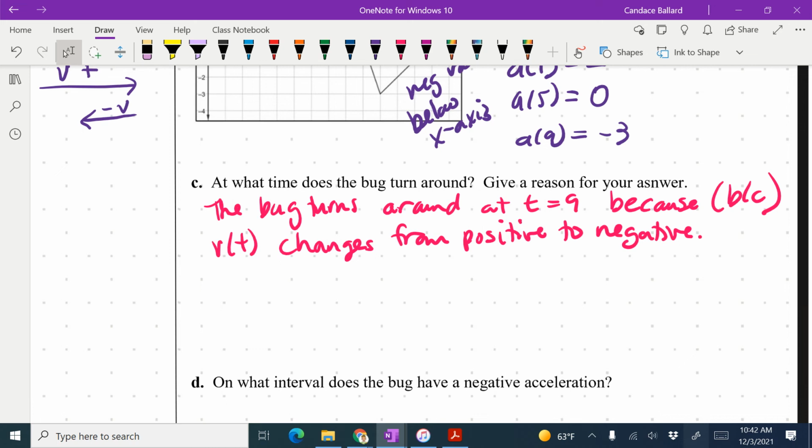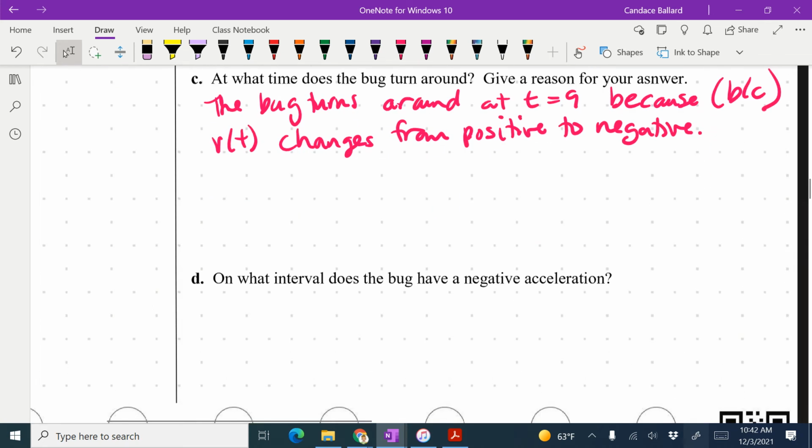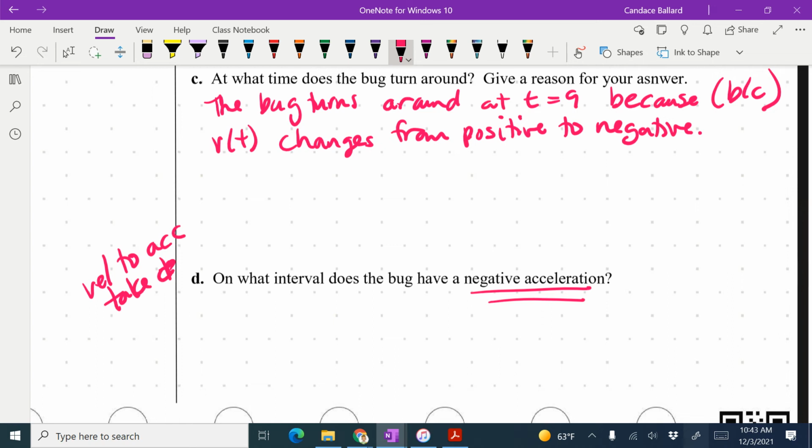All right, the next one we got to talk about is on what interval does the bug have negative acceleration? Okay, so again, what is the relationship between velocity and acceleration? How do I go from velocity to acceleration? Take the derivative, right? So to go from velocity to acceleration, take the derivative.